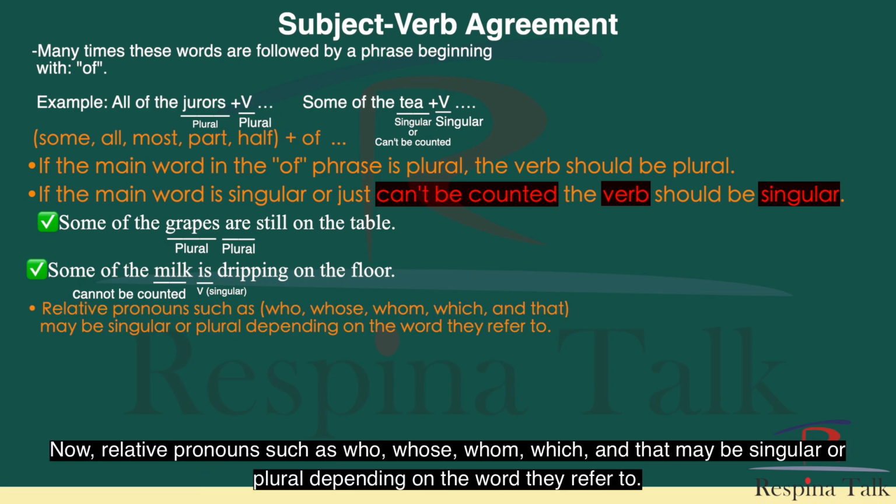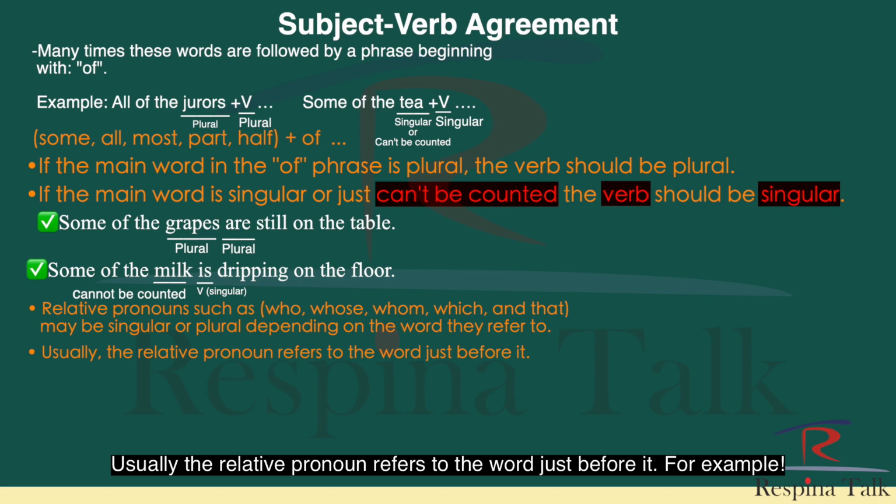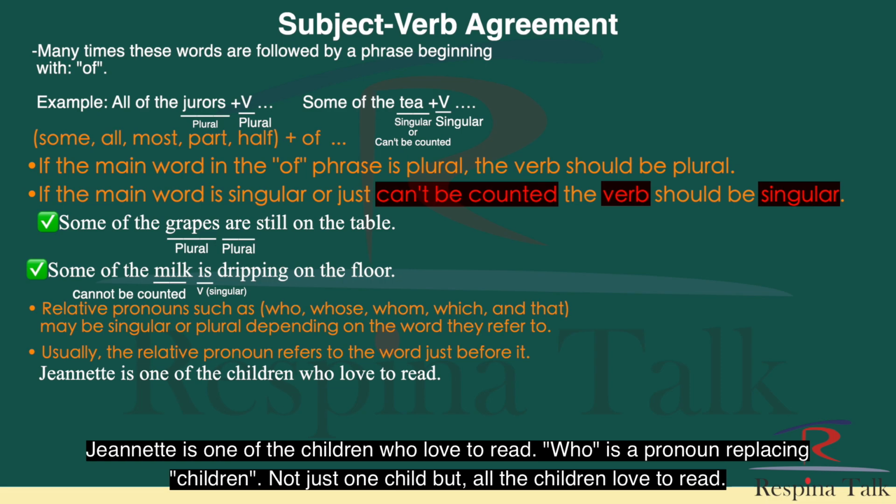Now, relative pronouns such as who, whose, whom, which, and that may be singular or plural depending on the word they refer to. Usually, the relative pronoun refers to the word just before it. For example, Jeanette is one of the children who love to read. Who is a pronoun replacing children. Not just one child, but all the children love to read.